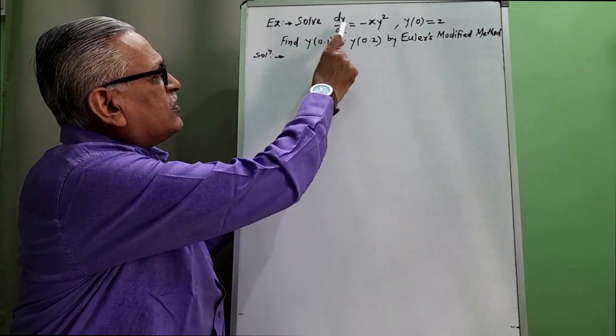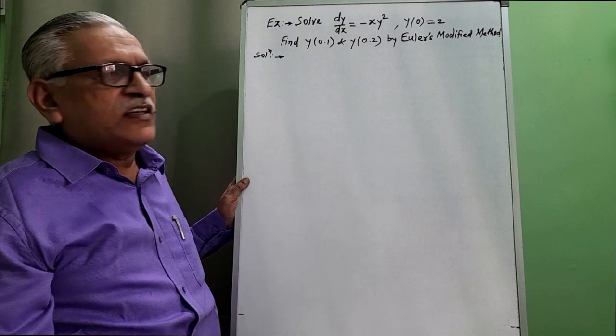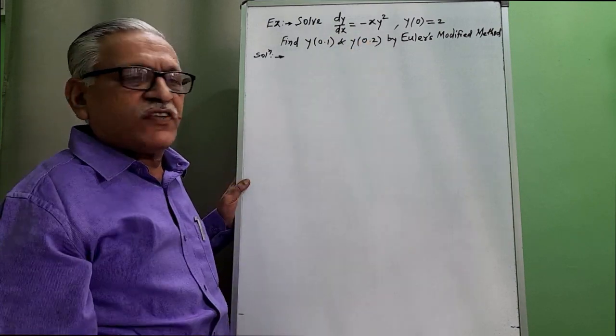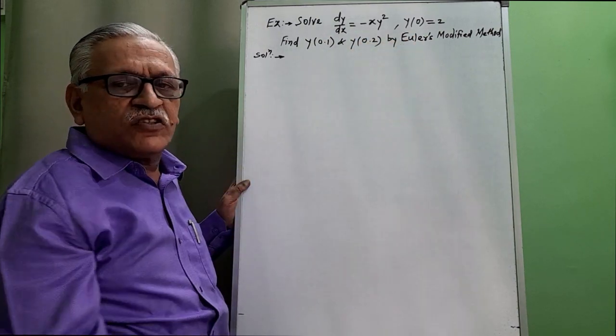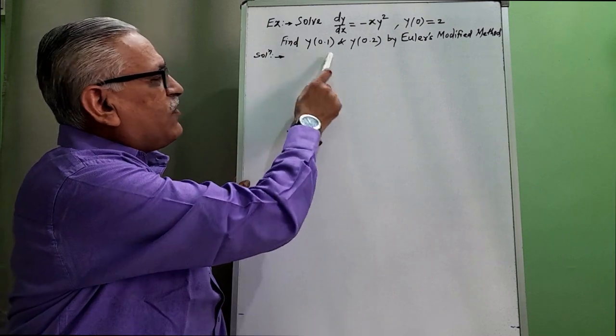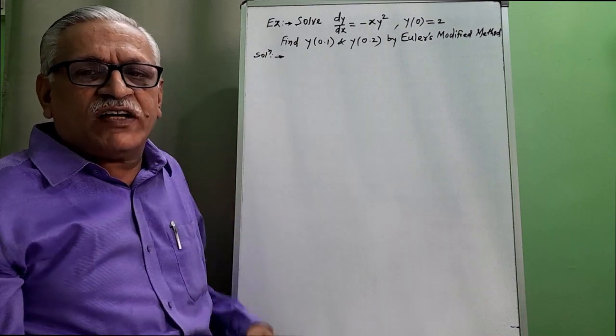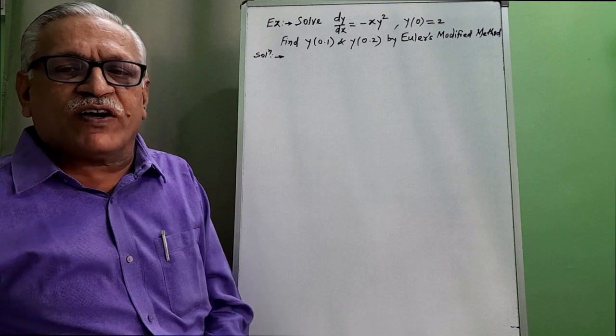Let us solve the differential equation dy by dx is equal to minus x y square, with the condition y at 0 is equal to 2. Then find y at 0.1 and y at 0.2 by Euler's modified method.